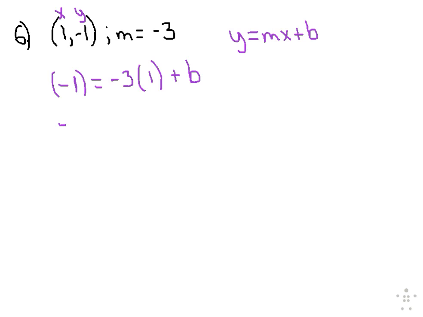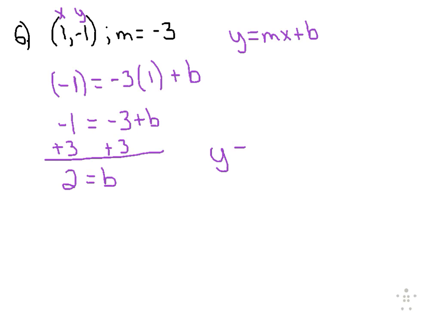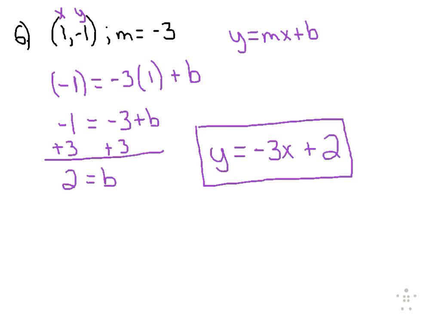Alright, so just working this out, solving for b, I get negative 1 is equal to negative 3 plus b. Add 3 to both sides, and I get 2 is equal to b. So I know my b is equal to 2. So my equation then, in slope-intercept form, would be y is equal to negative 3x, that's the slope, plus 2. And there's your answer for question number 6.